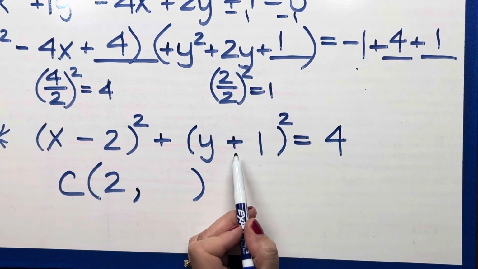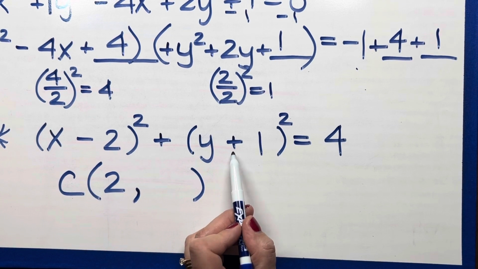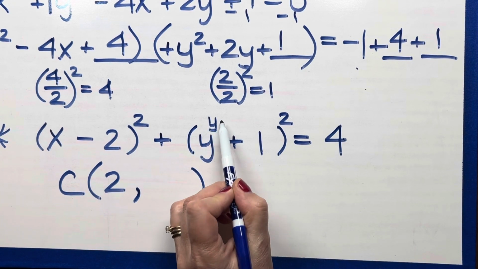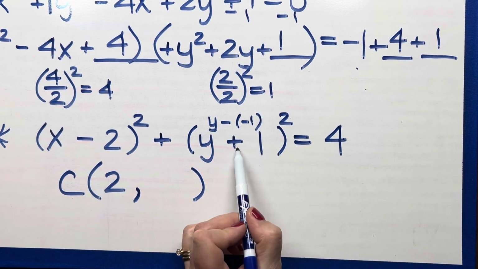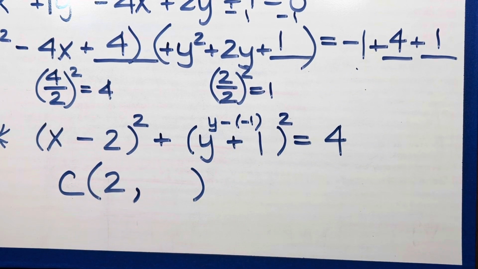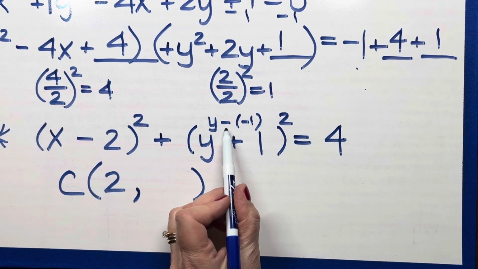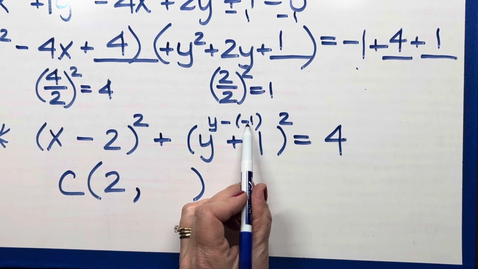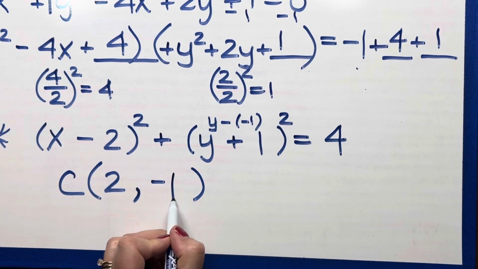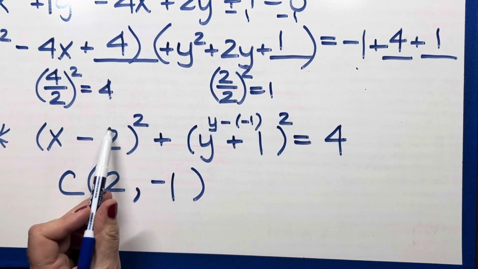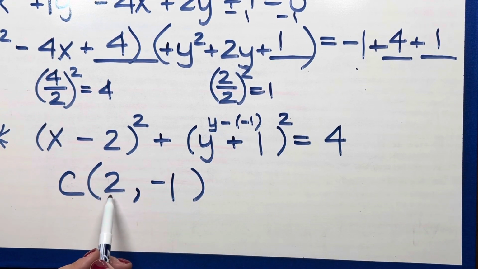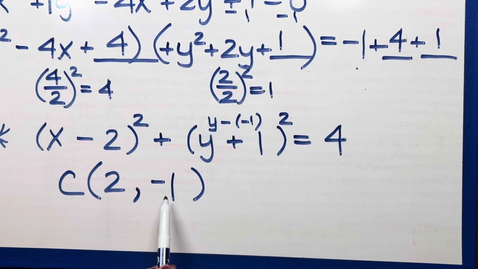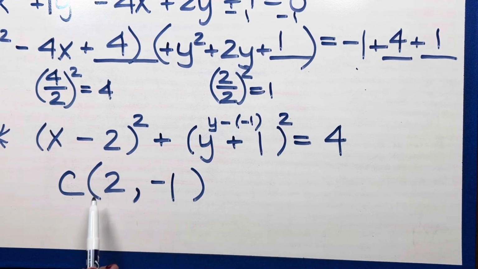Now, when I see a positive, what that tells me is this is really saying y minus a negative 1, because subtracting a negative is how this turned positive. So if I want the minus to stay in my formula, I have to really take a negative 1 out. So the way I remember it is I take the opposite of what this looks like. If it looks like a negative 2, it should be a positive 2. If it looks like a positive 1, it should be a negative 1. So here is my center at 2, negative 1.